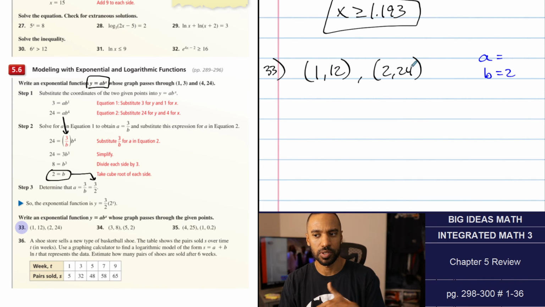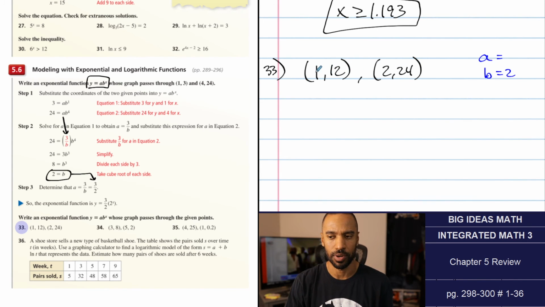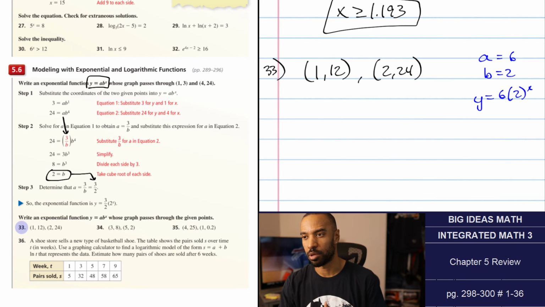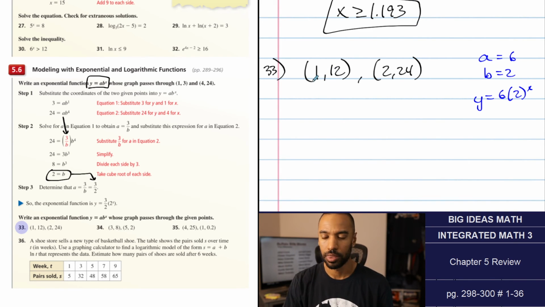That's 1 away from 1. If I'm multiplying by 2 as x increases, I'm dividing by 2 as x decreases. A is going to be 12 divided by 2, which is 6. I can already tell you the equation is going to be 6 times 2 to the x power. There is logic in this stuff that can be applied, but let's do this with their methods.